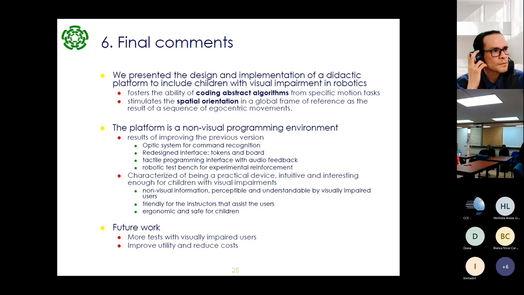Hi. Well, I saw that the system is very simple to assemble, and I think that because of that, it will be very easy to teach the children how to program. Do you think that your system is suitable to be used for non-blind children also?